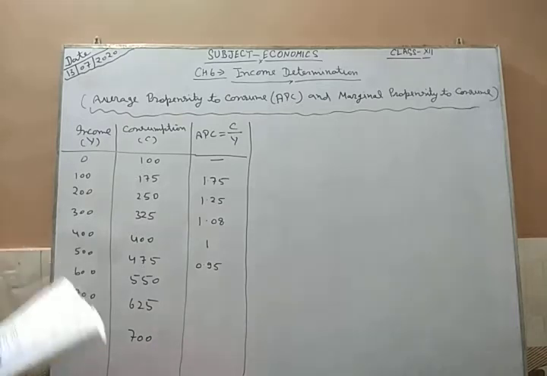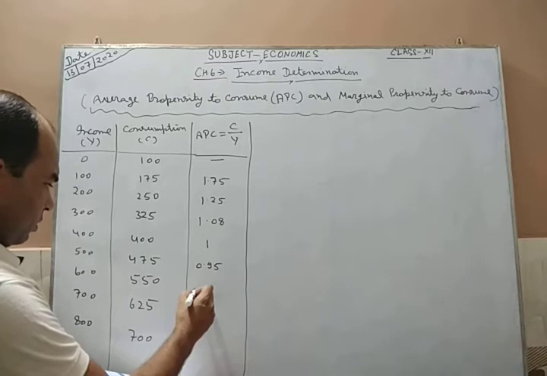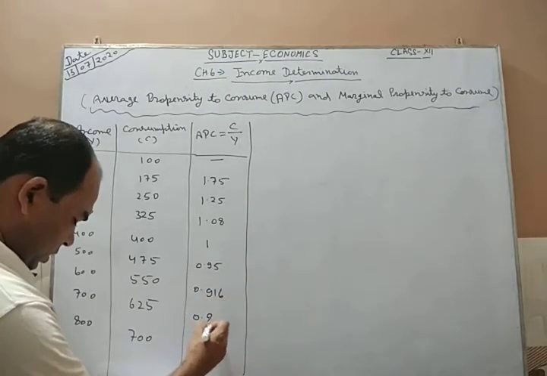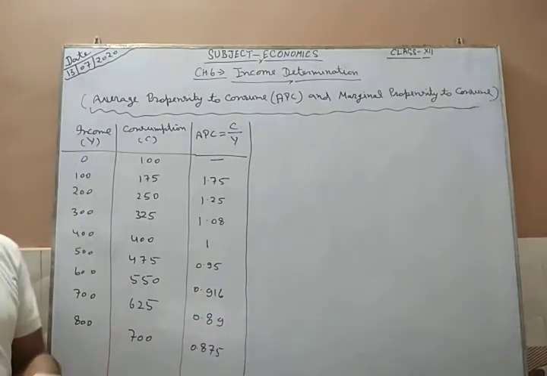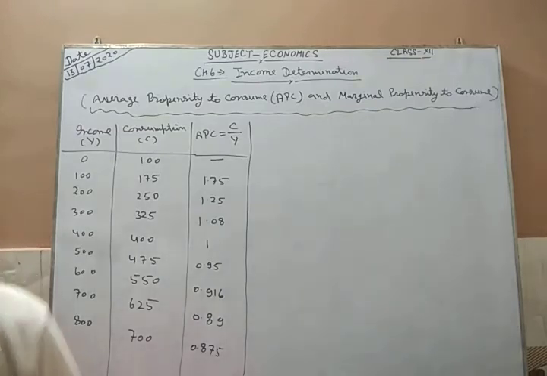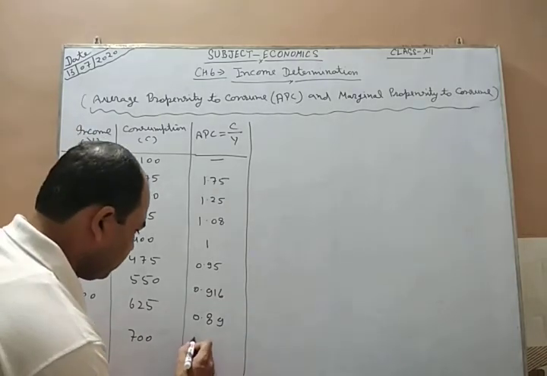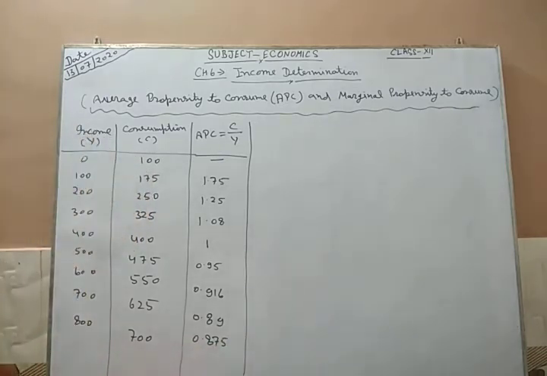0.95, 0.916, 0.89 and 0.875. So students, this is the schedule of APC. I hope this is now clear, students.